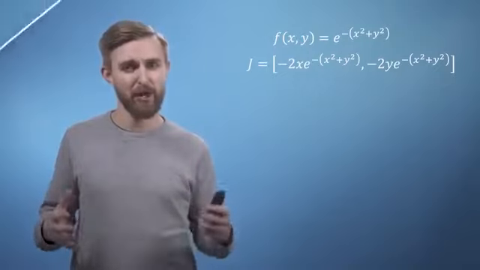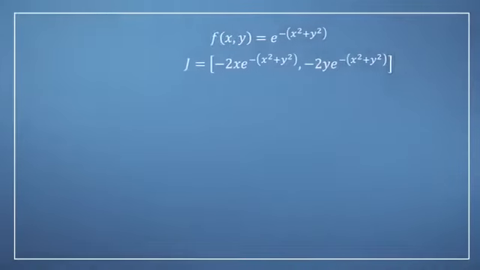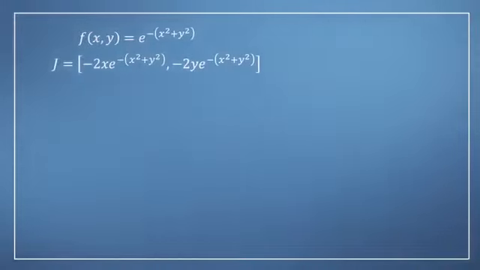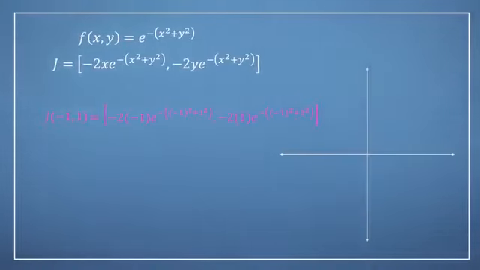Let's start by finding the Jacobian at a few specific points. Firstly, the point minus 1, 1, which we'll highlight on our axis in pink. Substituting these coordinates into our Jacobian expression and simplifying, we can see a vector pointing directly towards the origin.